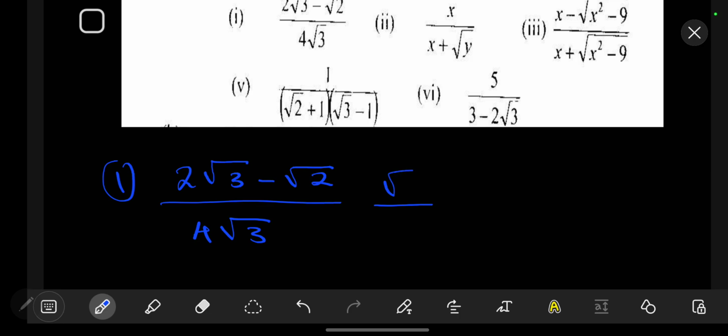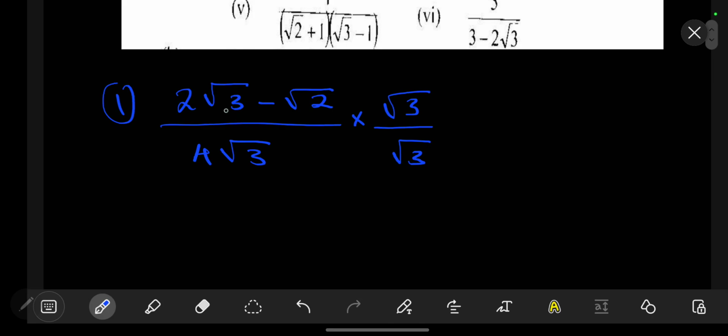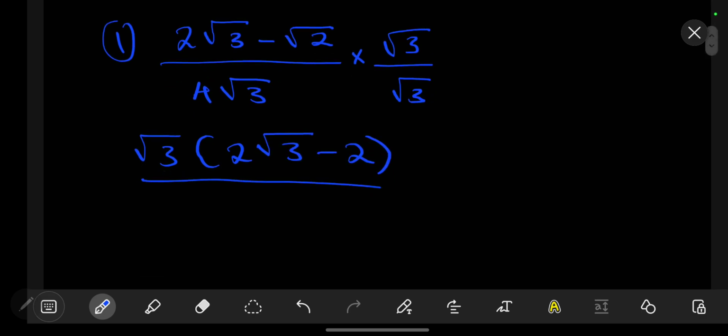So this is the same as having the square root of 3 over the square root of 3, in such a way that these two will be able to cancel. This 2 is being multiplied by the square root of 3. So rewriting this, I might represent my work as the square root of 3 open brackets 2 square root of 3 minus 2, like that, over 4 times the square root of 3.